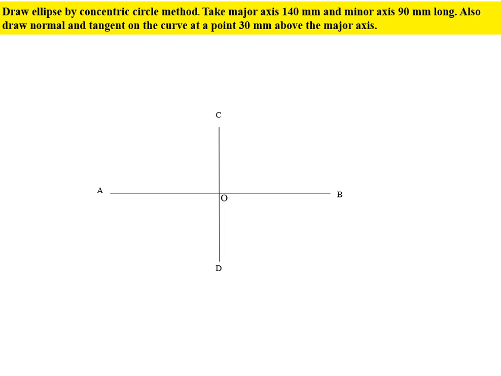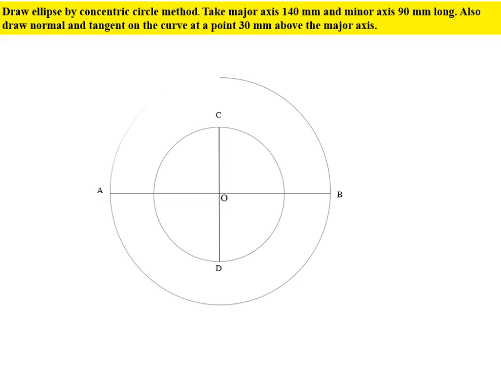Take O to A as a radius. First take the radius O to C and draw a circle passing through the C or D point. Next, take O to A or O to B, either one, and draw one more circle with the center point O.